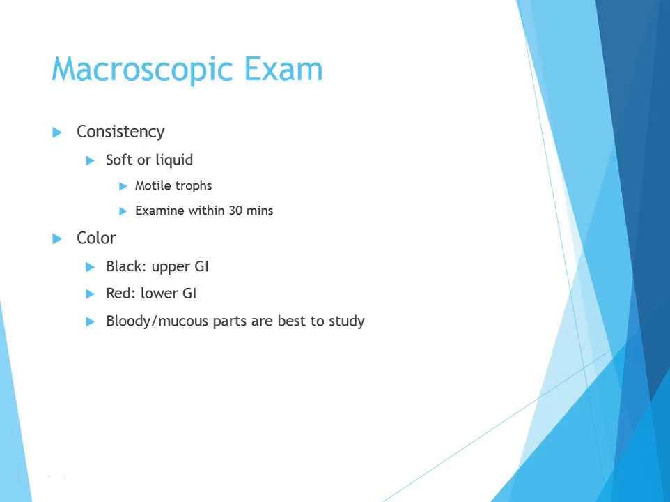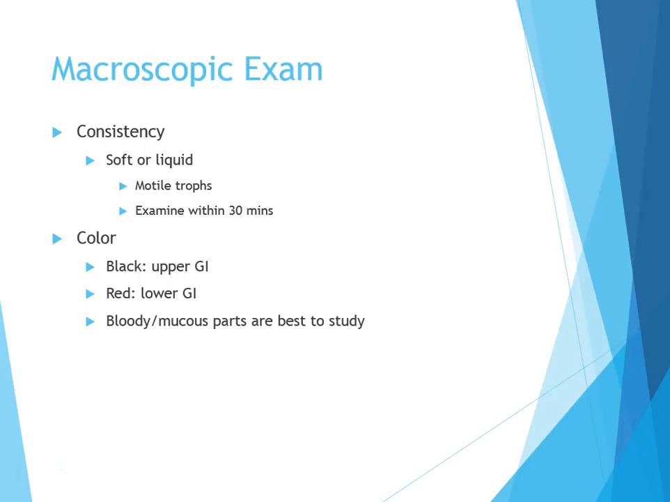The soft or liquid tends to have the motile trophs, and it must be examined within 30 minutes. The formed usually has the cyst in it, if anything, but it could have the trophs in it too. You need to examine it within 2 to 3 hours of passing, and it needs to be refrigerated if you're not going to put it in those transport vials.